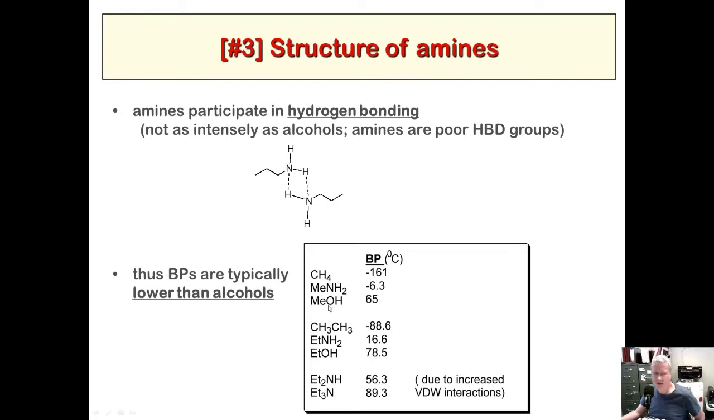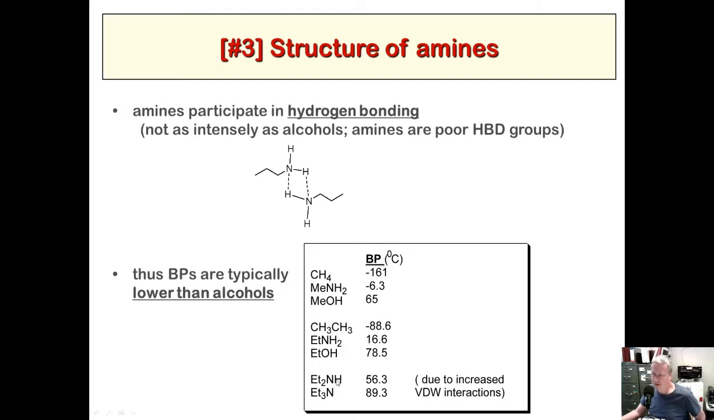So if we think about methane, the boiling point's negative 161. Methylamine is like negative 6.3, so it's pretty much a gas at room temp, versus methanol, which is 65 degrees. So alcohols just have a more profound hydrogen bonding interaction with other alcohols. And then here's ethane versus ethylamine versus ethanol. It's the same kind of thing.